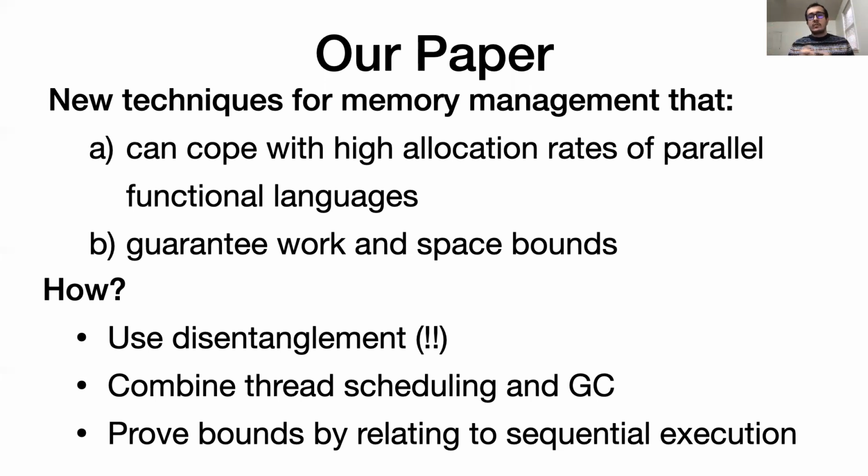So this allows us to structure memory in a whole new way. The key idea then is to combine thread scheduling and garbage collection. So just like a thread scheduler schedules threads among processors, we have a heap scheduler that schedules memory among processors. What we essentially do is we partition the memory into thread local heaps and assign these heaps to processors. We also show work and space bounds for our techniques. We do this by relating the space usage in parallel executions to a sequential execution. I'll tell you more about it when I come to the bounds.